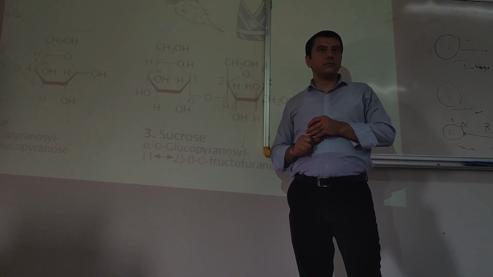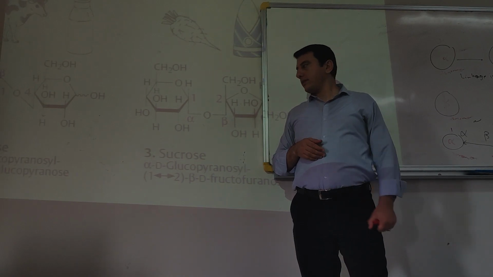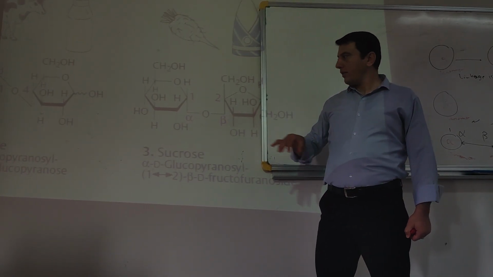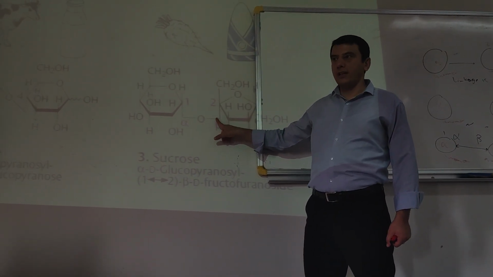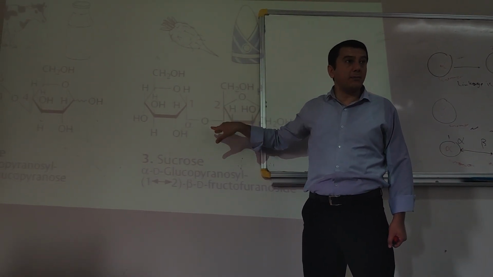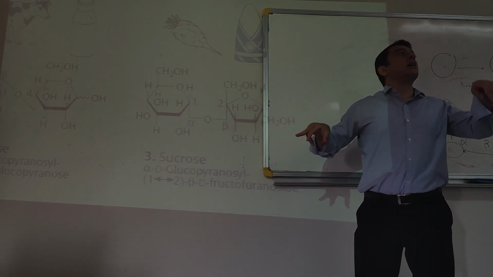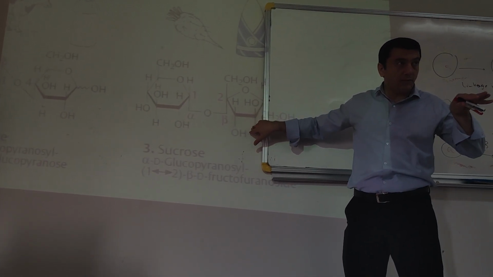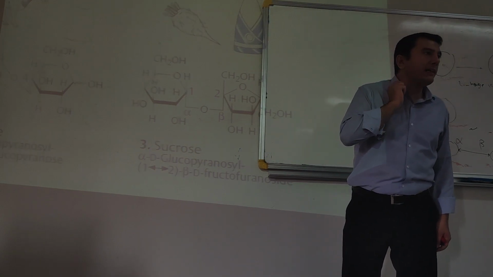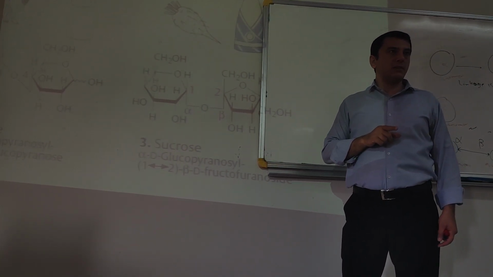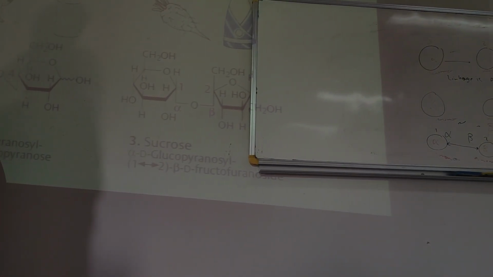Doctor, if there were two linkages, alpha and beta, there would be reducing. Very good. All answers were correct because we don't have any free OH on the anomer carbon. We have free OH, but those OH are not on the anomer carbon. So, sucrose is not a reducing sugar.